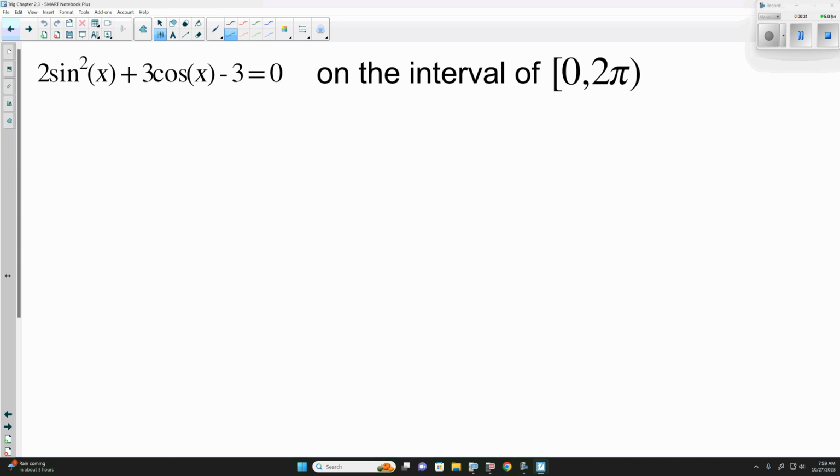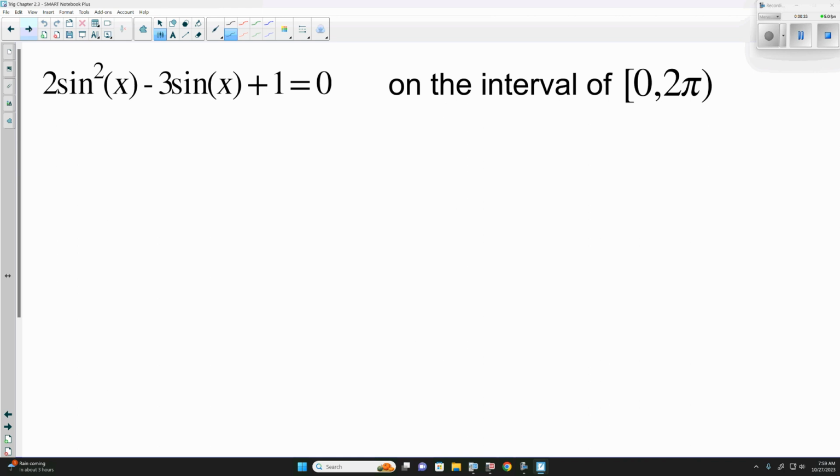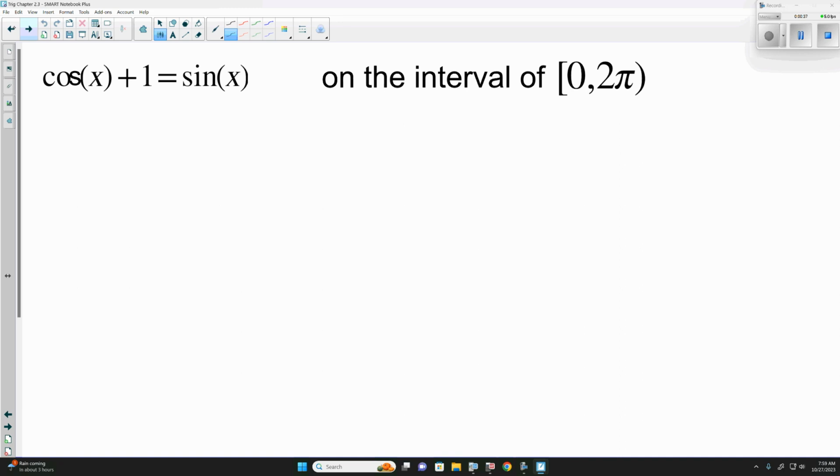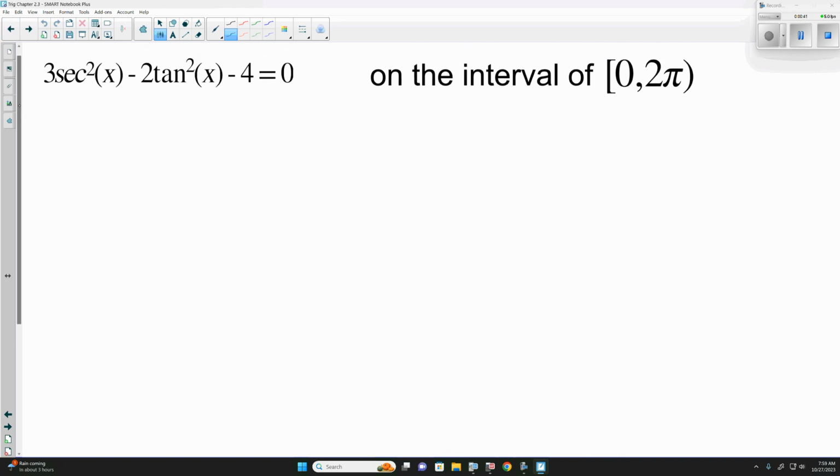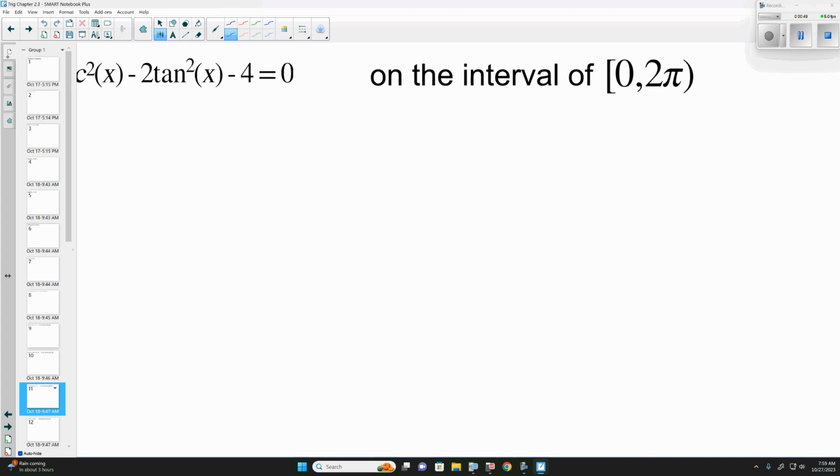Now, luckily for us, the next one was completely in terms of sine, so we didn't have any real issues with this one here. Now, the next one, 3 secant squared minus 2 tangent squared minus 4 is equal to 0. We need to solve for the value of x between 0 and 2 pi. Now, there's different ways we can go about doing this.